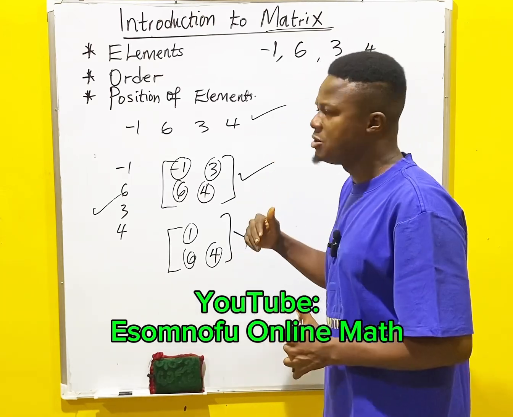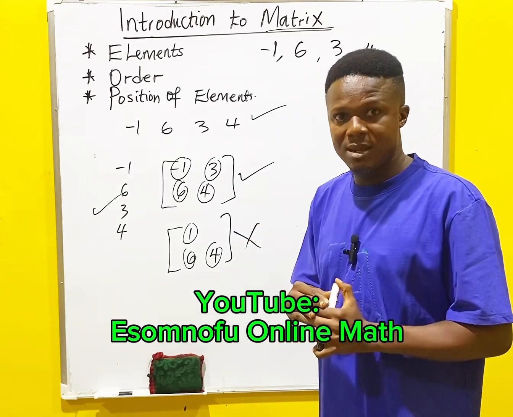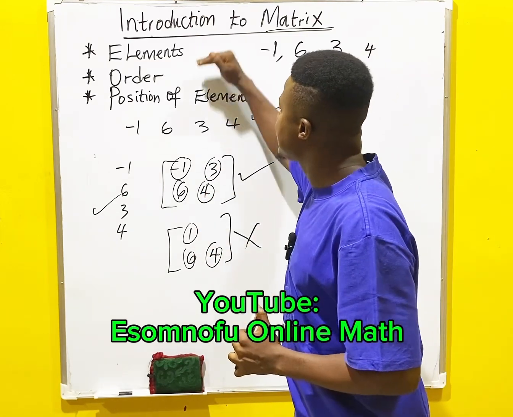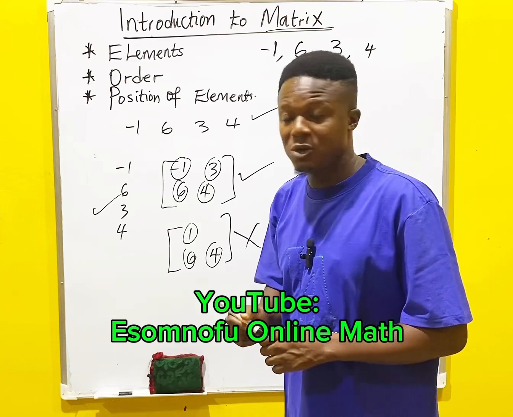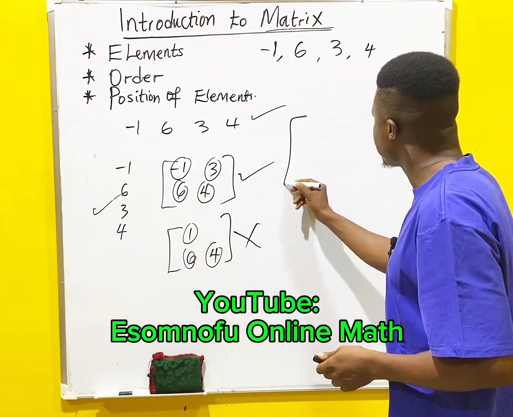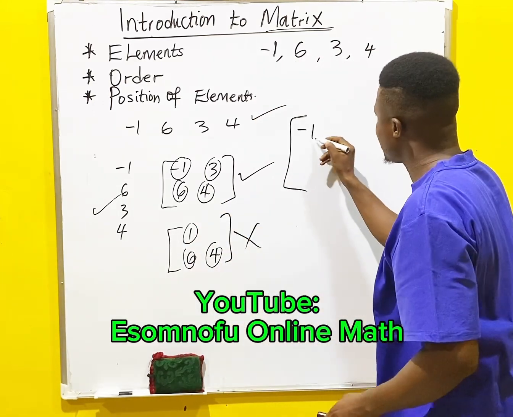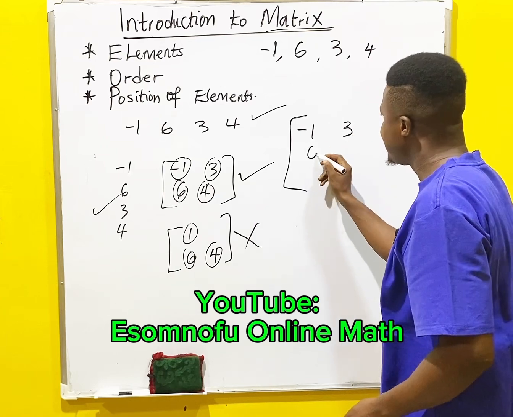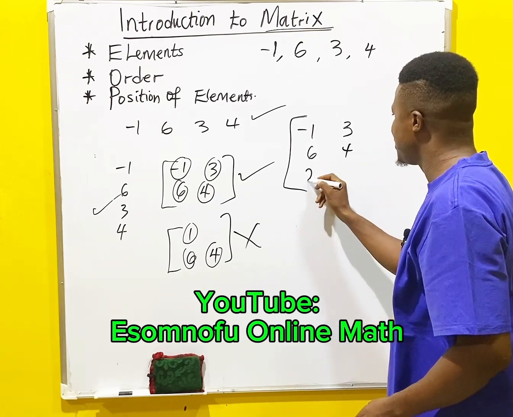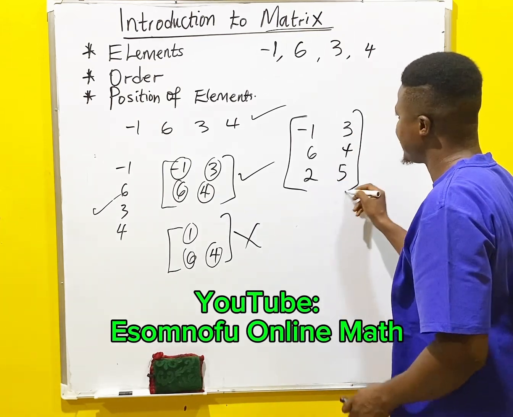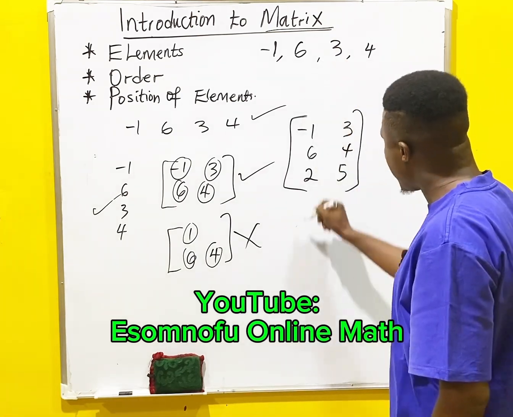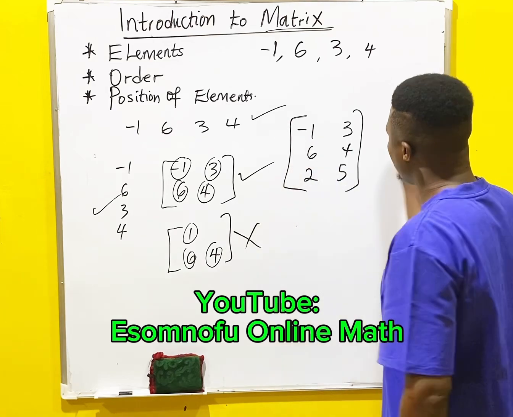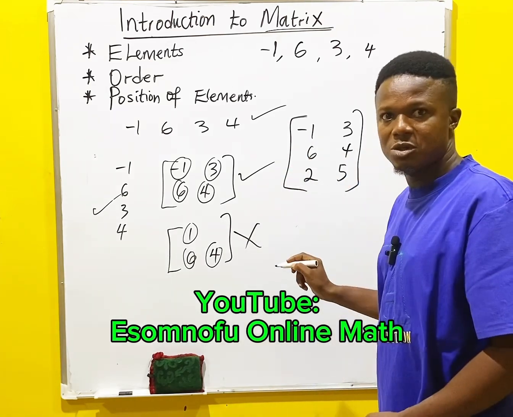Now, in studying matrix, there are things you need to know their meaning. We have the elements, we have the order, we have the position of an element, okay? Now, let's say this is a matrix. Let me still use this: -1, 3, 6, 4. Let me add something, maybe 2 and 5, for instance. This is a matrix having 2 columns and 3 rows, right?